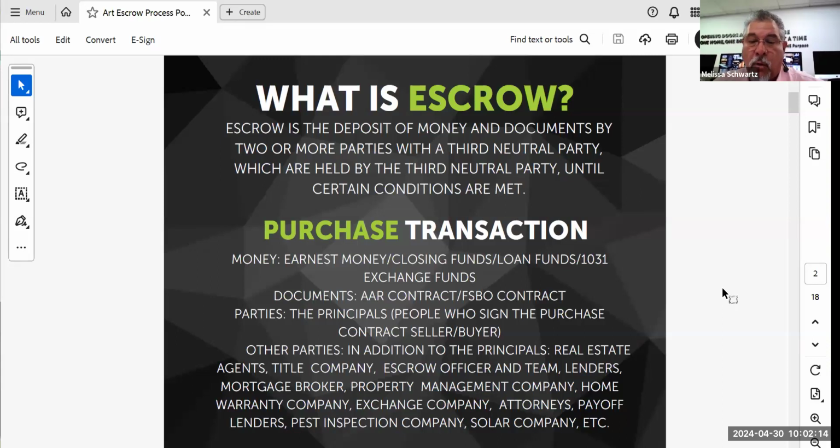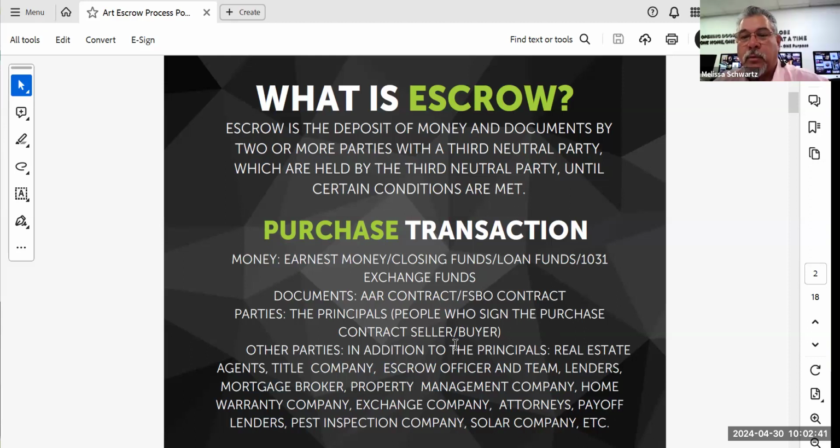This one here talks about a variety of people that might be involved. Home warranty, that normally the selling agent will get for us. Exchange company, if there's a 1031, we're starting to see those occasionally as well. Attorneys we don't see very often. Payoff lenders, we almost always have payoff lenders. Inspection companies we don't normally deal with like we used to back in the day. And solar companies, since solar is more prevalent now, that's starting to become an issue.